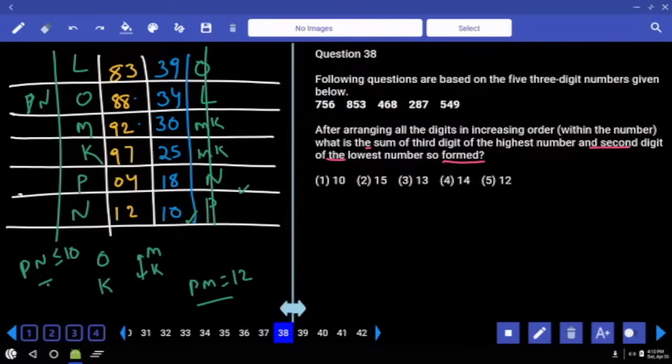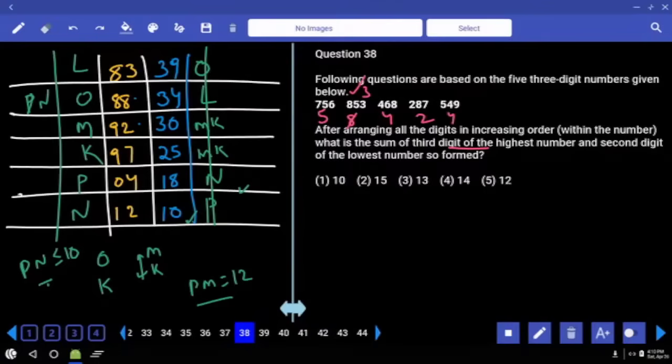Then next one, 38 to 40. First or the second. And first, after arranging all the digits in ascending order within the number, find the sum of the third digit of the highest number and second digit of the lowest number. Now all the numbers' digits are arranged in ascending order. Lowest digit will come at the first place. Now this is 4, this is 2 and this is 4. Clear? Then which is the highest here? 853. Now in this 853, which is the lowest digit here? 3 is the lowest digit, right?